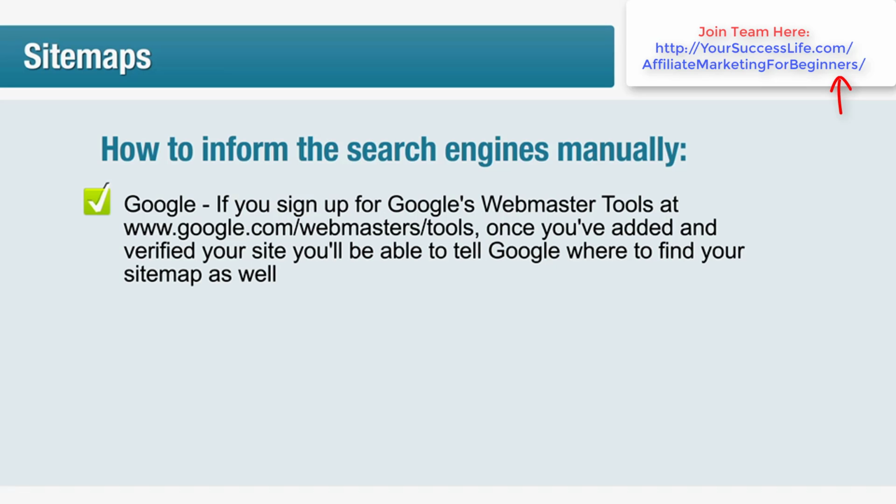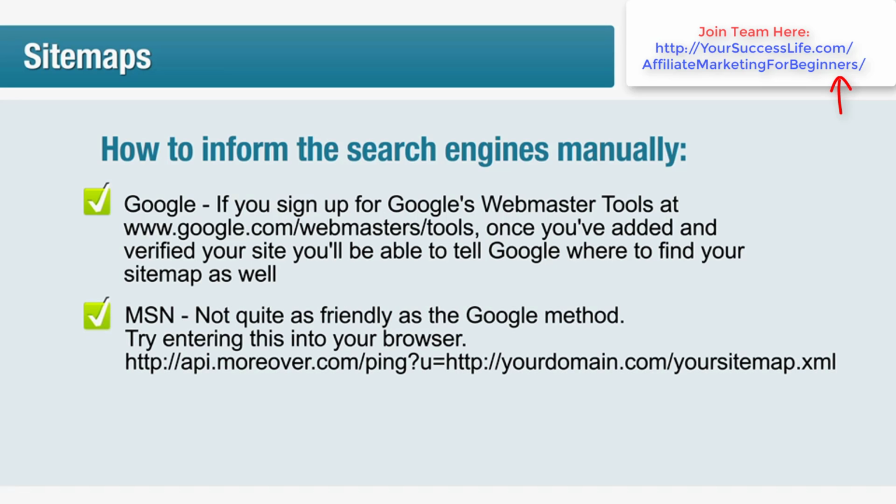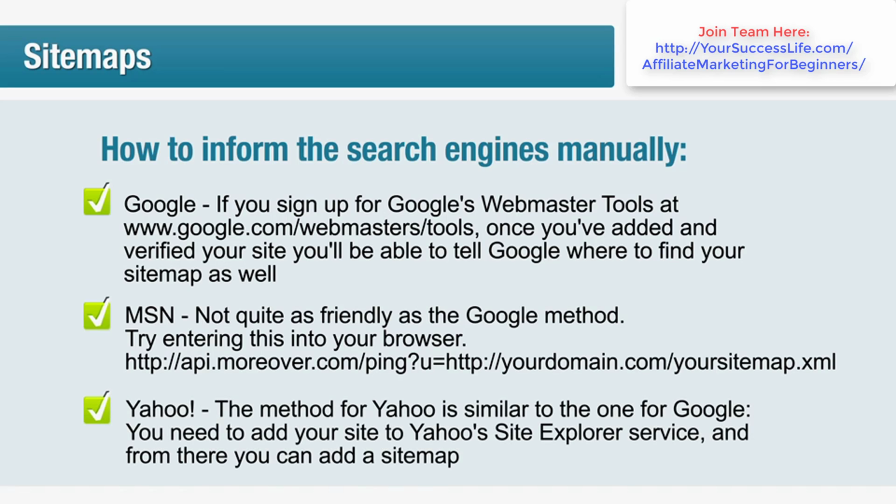What about MSN? Not quite as friendly as the Google method. Try entering this into your browser, changing it to the address of your own sitemap, of course. Yahoo. The method for Yahoo is similar to the one for Google. You need to add your site to Yahoo's Site Explorer service, and from there you can add a sitemap. You'll need to sign up for a Yahoo account if you don't already have one, and authenticate your site by uploading a key file or adding some metadata to your page.